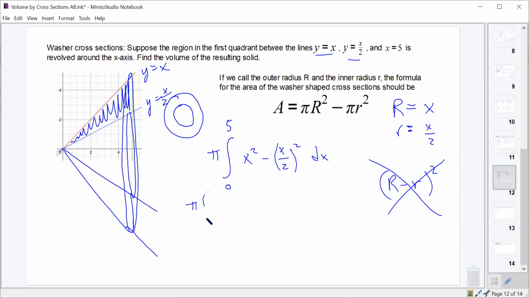And so now we'll do pi times the integral from 0 to 5. And (x over 2) squared is x squared over 4. So I got 1x squared minus 1/4 x squared. So that's 3/4 x squared. And now we've got pi times x cubed over 3. The 3 will cancel. So we end up with 1/4 x cubed from 0 to 5, or 125 pi over 4 minus 0 units cubed.